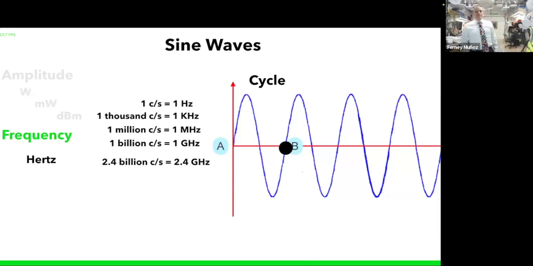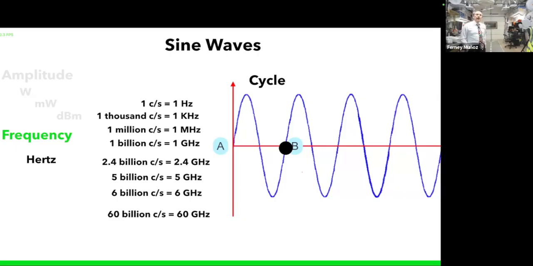In Wi-Fi, we hear 2.4 a lot. That means it's a device that is sending waves at a frequency of 2.4 billion cycles per second. There are also waves that go out at 5 billion cycles per second. That's called 5 gig, or 5 gigahertz.